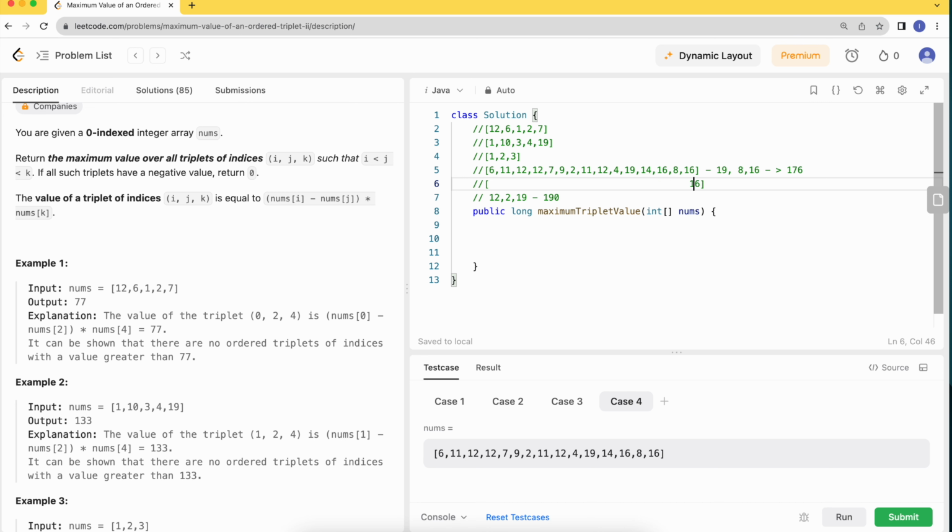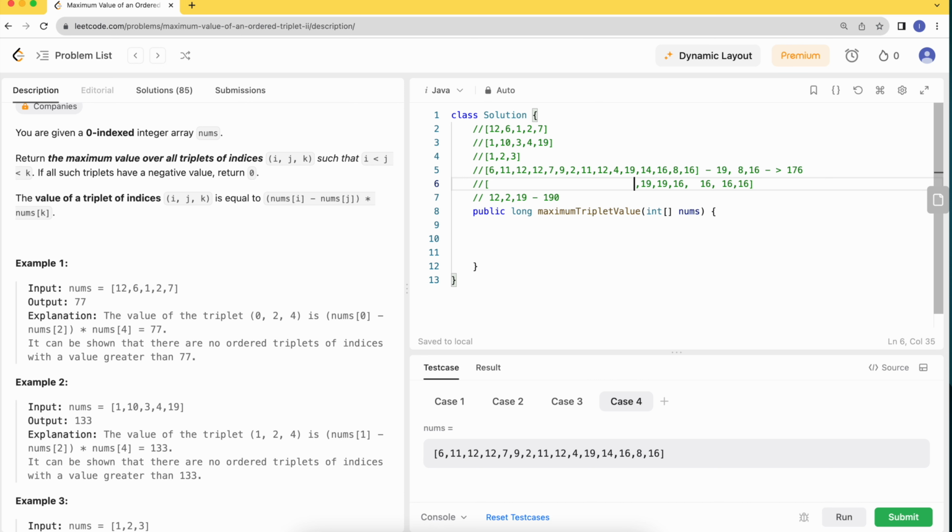So we'll have 16 here. The maximum I'll always keep is 16. From 16, 8, we'll keep 16. 16, 16, 16, we'll keep 16 here. Then we have 14. So far the maximum I have seen is 16. Then the maximum I have seen is 19. Then we'll keep on rolling it.